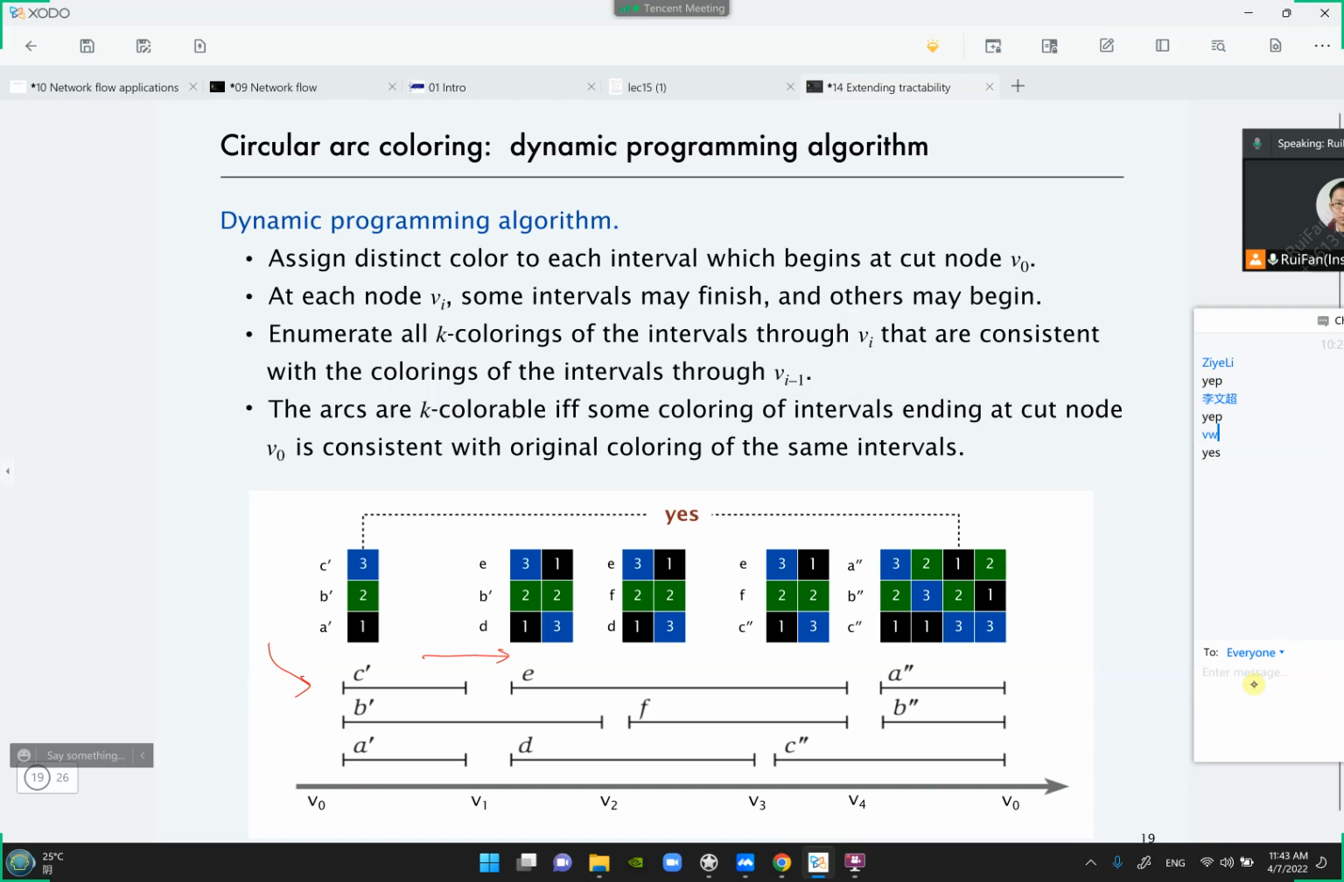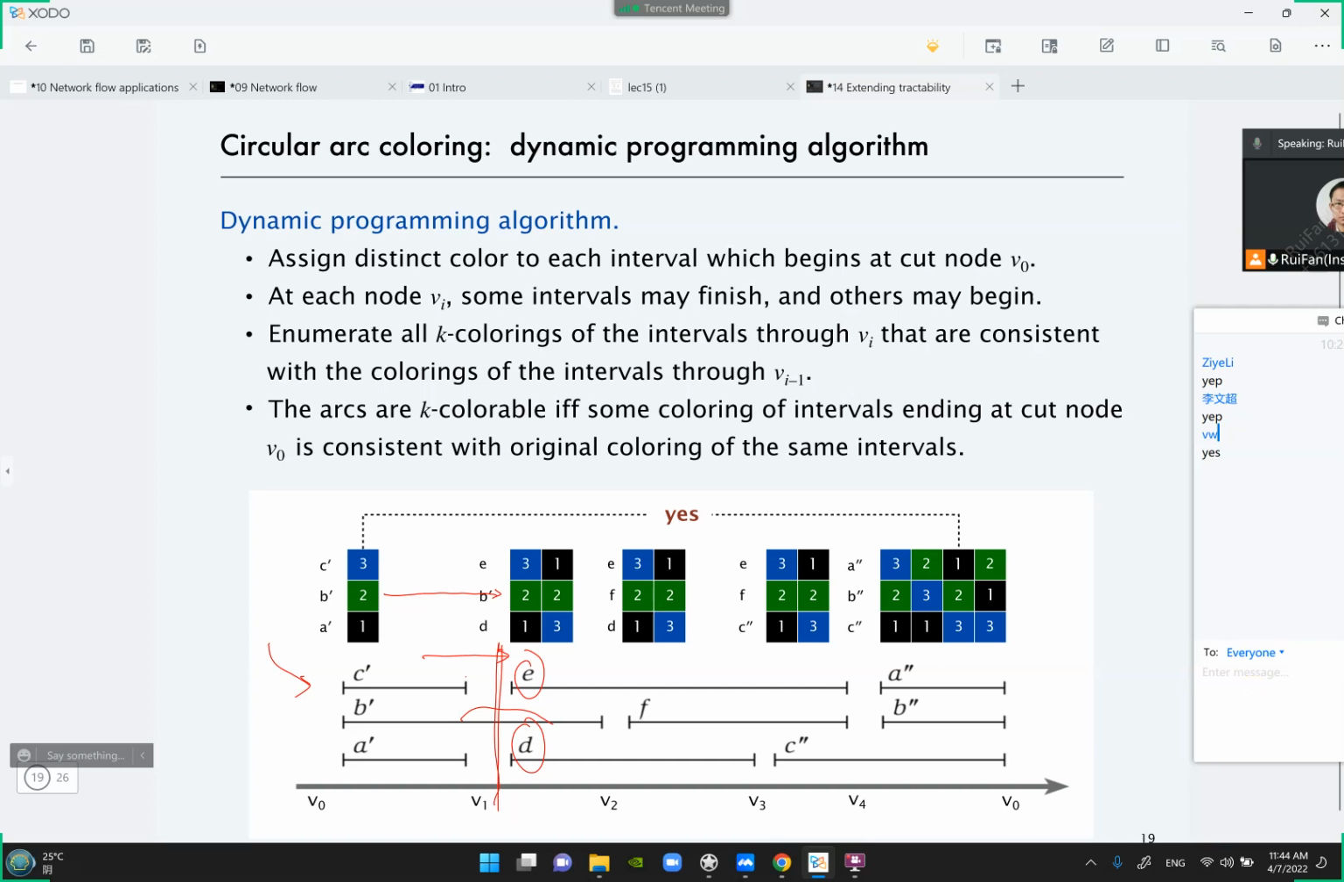As you move to the right, you see that at this location, intervals C prime and A prime end, and we start with intervals E and D. However, B prime continues through this point. So at this point we need to give a color to E and D, and we need to preserve the same color for B prime. Since B prime initially got color 2, once you hit this point it still needs to have color 2. And then for E and D, we just need to give them some different colors.